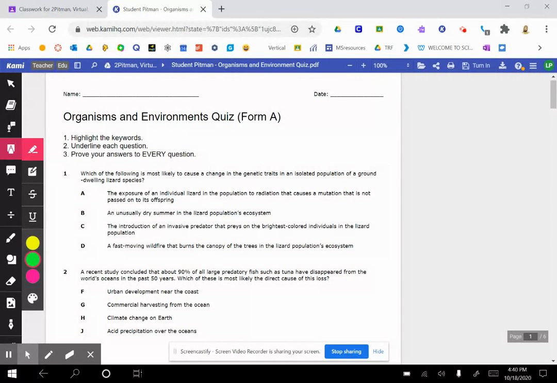Okay, so question 1. Which of the following is most likely to cause a change in the genetic traits in an isolated population of a ground-dwelling lizard species? So we need to highlight key information here. It says, which of the following is most likely to cause a change in the genetic traits of an isolated population of lizard species?